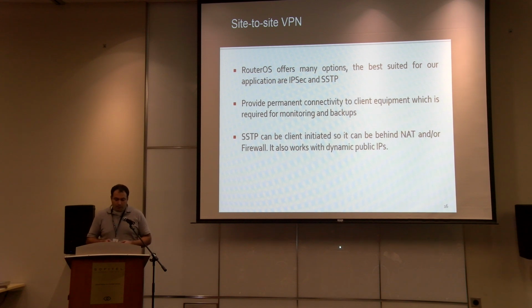It provides a permanent connectivity to client equipment, which is required mostly for backup and monitoring. So we're able to send all our traffic through this infrastructure, keeping it encapsulated through the same VPN. We only have one tunnel per client going back to our data center and then to our network. As I said, the SSTP can be initiated by the client. So if you don't have a static IP, it will come to your server without any knowledge of their IP and behind that.